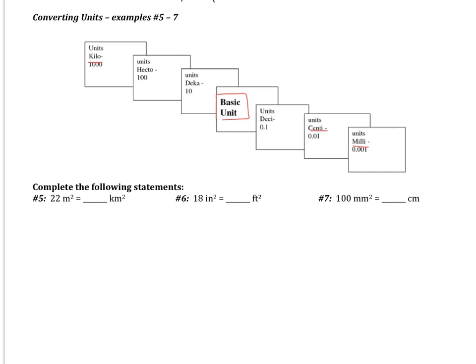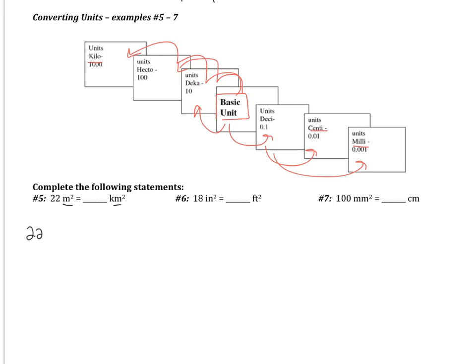Now, every time that you get away from this basic unit, you're changing by a factor of 10. So one move away is one factor of 10. If I move 2 boxes away, that's 2 factors of 10. If I move 3 boxes away, that's going to be 3 factors of 10. So I'm going to keep that idea in mind as I look at example number 5. So example number 5 asks me to convert from meters squared to kilometers squared.